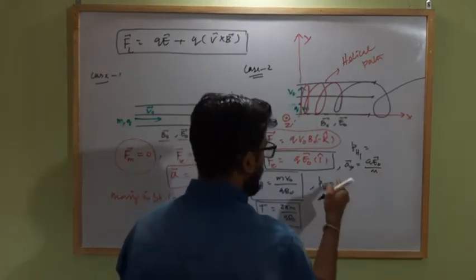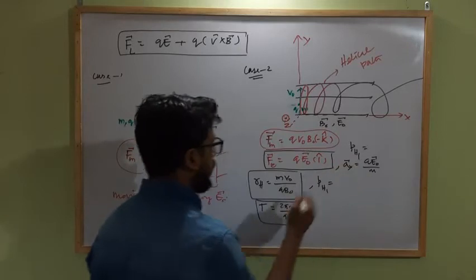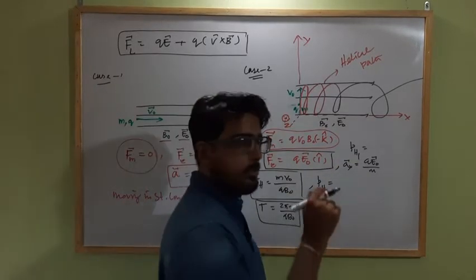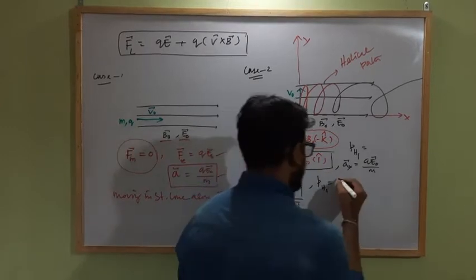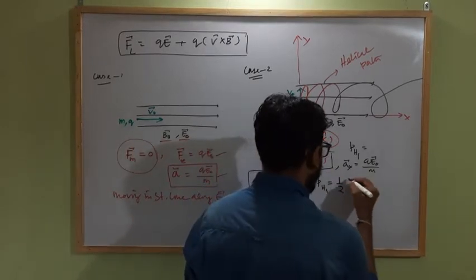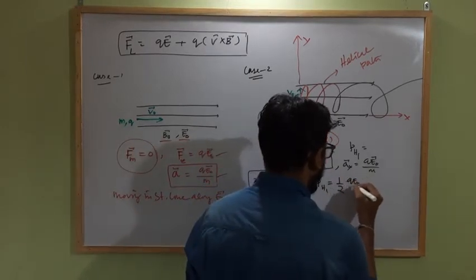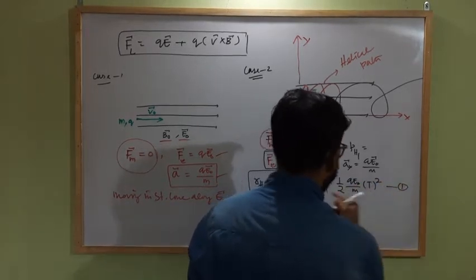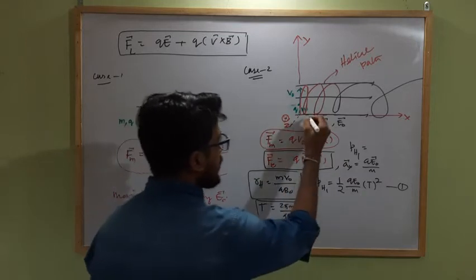What is the displacement in one time interval along the x axis? S equals u t plus half a t square. Here u along x is 0, so pitch 1 will be half a_x, which is how much? Half q E naught by m into t square. This will be pitch 1.